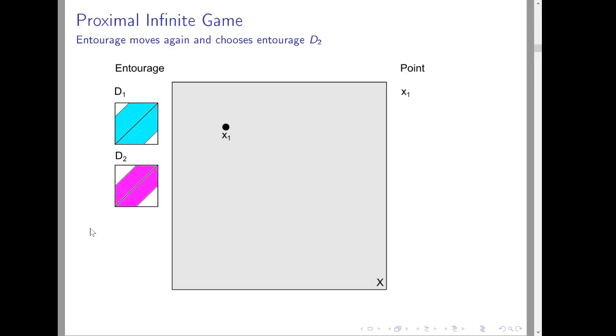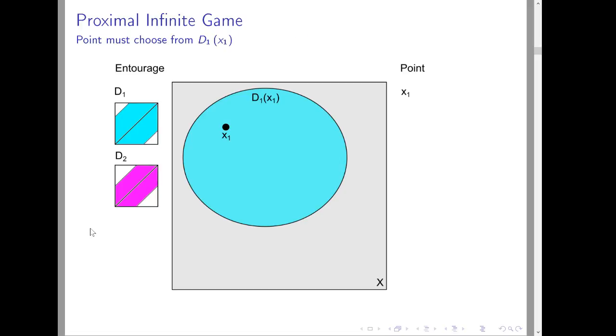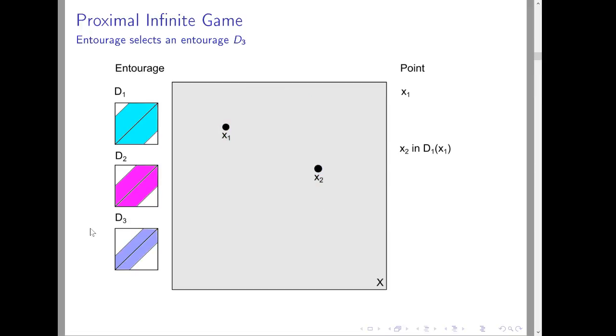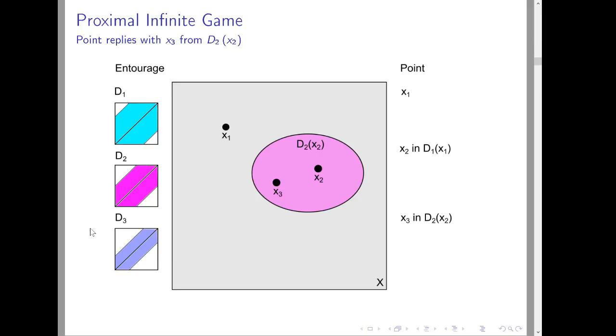All right, now it's Entourage's move again, and she'll choose a potentially different entourage. And now Point is restricted in what he's allowed to choose. He has to choose from the D1 ball about x1. This is where the color coding comes in handy, because it's not the D2 ball about x1, it's the D1 ball about x1. So he has to choose from there, so let's say maybe x2 is over there, and so on. Then Entourage moves again, chooses some D3, and now Point is stuck in the D2 ball of x2, his last choice. So not the D2 ball about x1, but the D2 ball about x2, and he has to choose something from there.